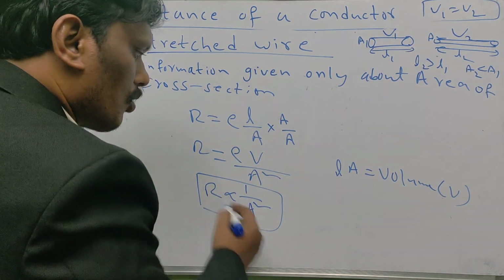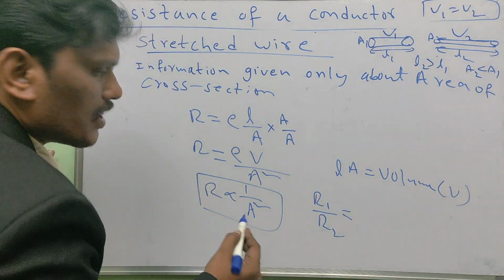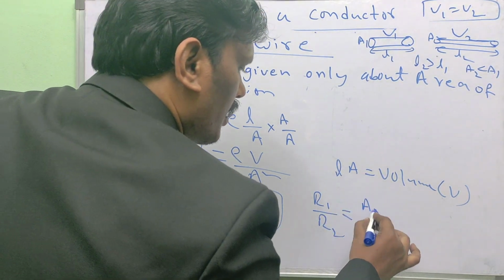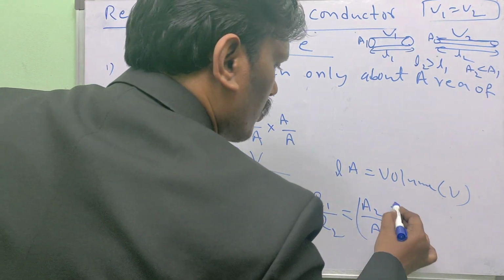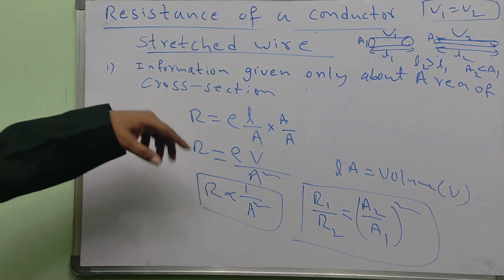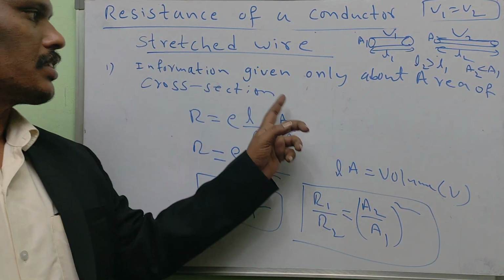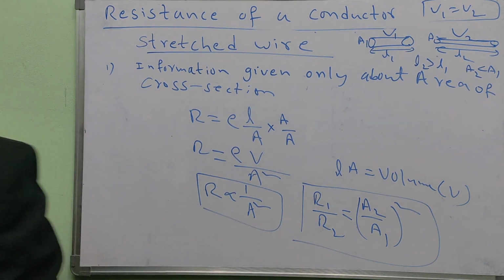Then from this relation, how to write the formula? R1 upon R2 is equal to (A2 by A1) whole square. Why? Because it is inversely proportional and there is a square. That's why I write down the square. This is the required formula to solve the problems of a stretched wire, if information is given only about the area of cross section. Note down, students.